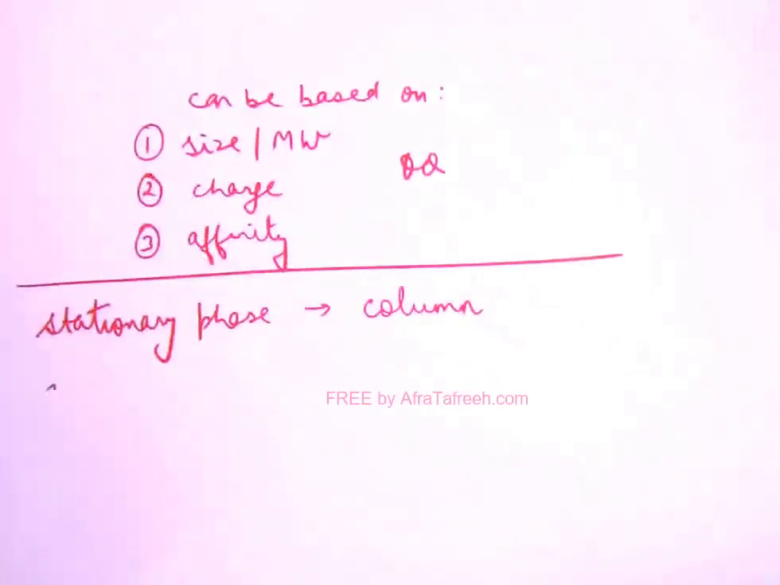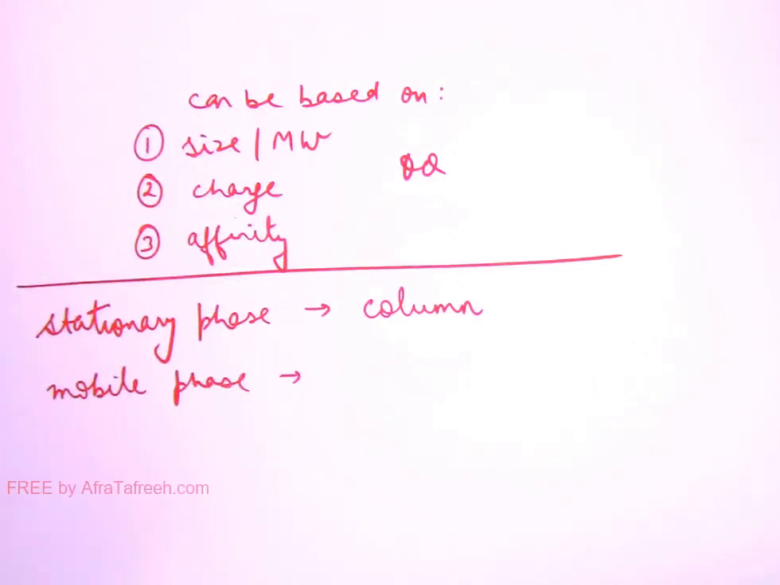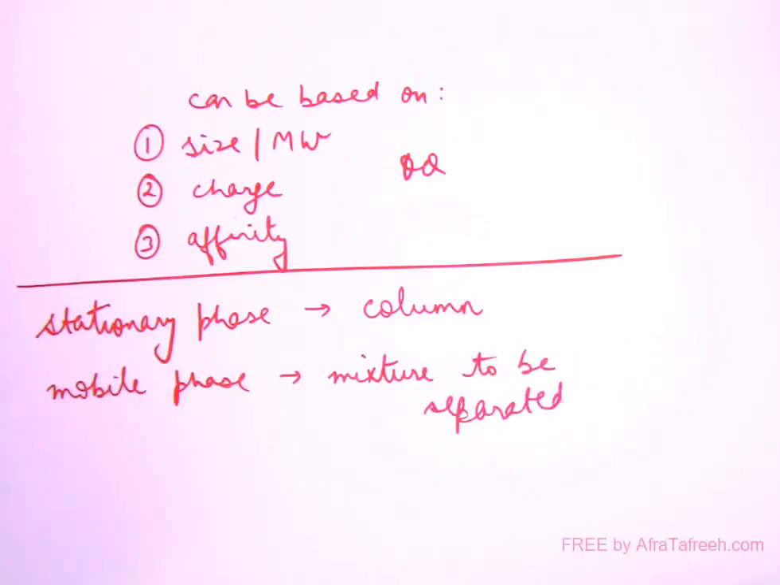And what is the mobile phase? Which thing is moving down the column? Which thing is moving with gravity? The mixture of proteins, right? So the mixture to be separated is the mobile phase here, and the stationary phase is the column here.